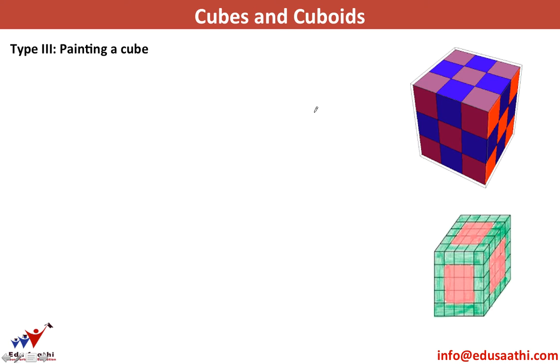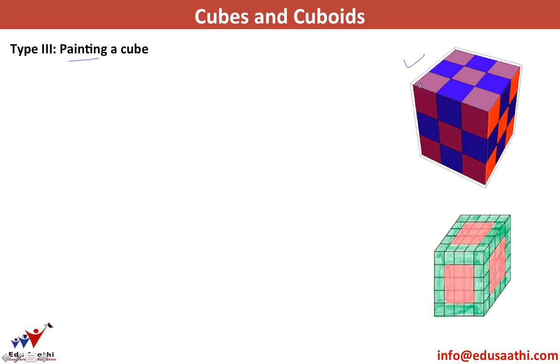Let's move on to type 3. This is a very important concept, and you surely will get a question on this, painting a cube, in your exam. Now, what this question basically means is that I have this cube, and I paint the outer surface of this cube. After I paint the outer surface, I cut this cube into smaller pieces, as we've done before. We make 2 cuts on one side, 3 cuts on the other side, and let's say 4 cuts on the third side, and we then get smaller cubes.